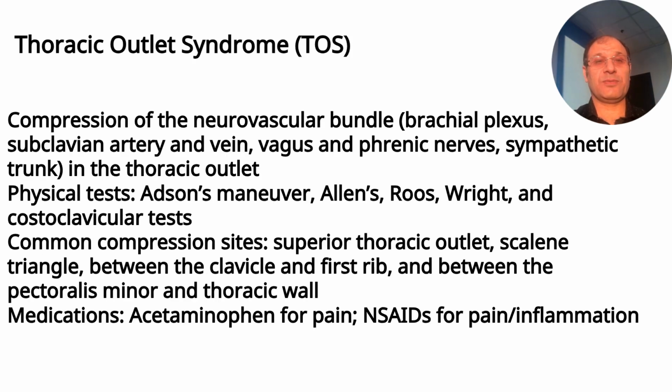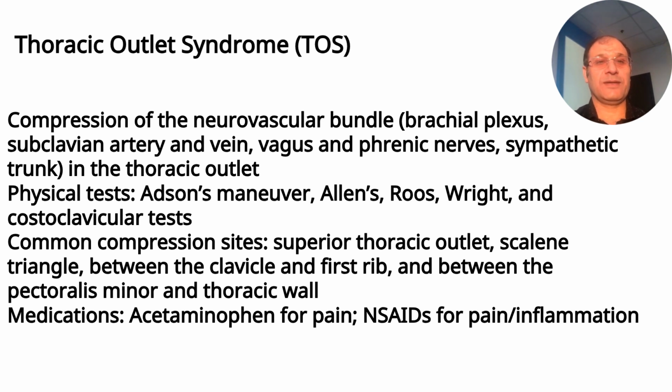Thoracic outlet syndrome is defined as the compression of the neurovascular bundle, including the brachial plexus, subclavian artery and vein, vagus and phrenic nerves, and sympathetic trunk in the thoracic outlet. The thoracic outlet is formed by the scalenus anticus and scalenus medius as the anterior and posterior walls, and the first rib as the bottom of the outlet. The syndrome occurs when the thoracic outlet's size or shape is altered.